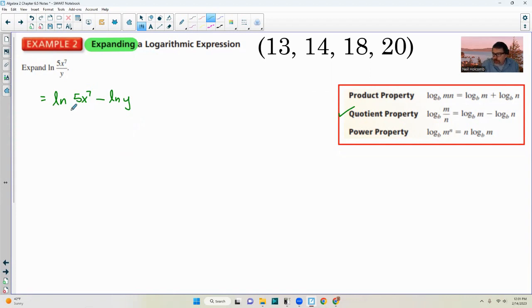So the next thing I want to do is the product property. I want to split that up. So that's going to be equivalent to the natural log of 5 plus the natural log of x to the 7th. And then I'm bringing down the natural log of y. That didn't change. But the natural log of 5x to the 7th is the natural log of 5 plus the natural log of x to the 7th. Okay, and we're still not done. We then have to take the natural log of 5. That's done. But I need to do the power rule here.